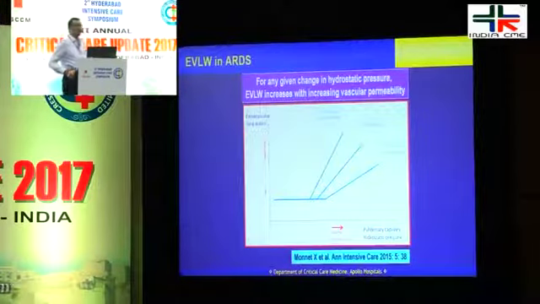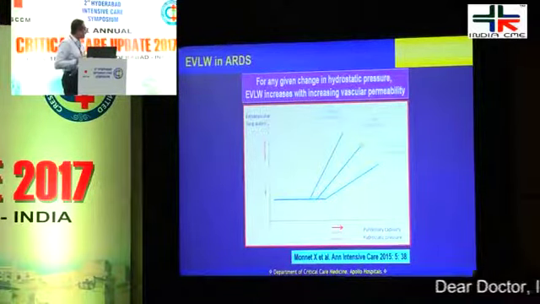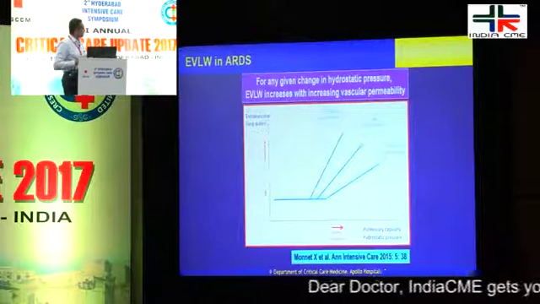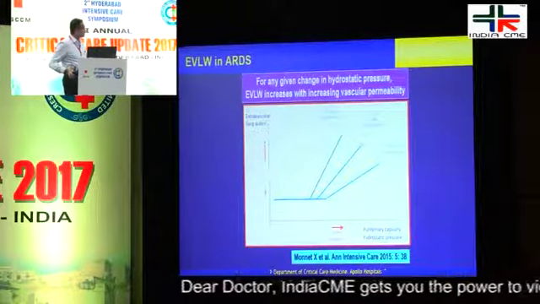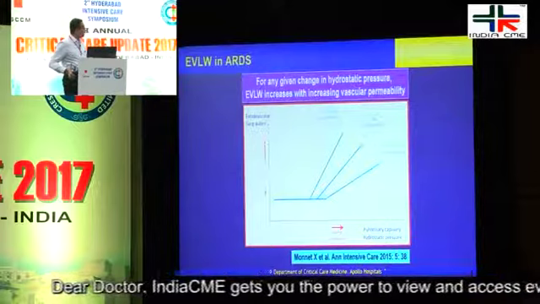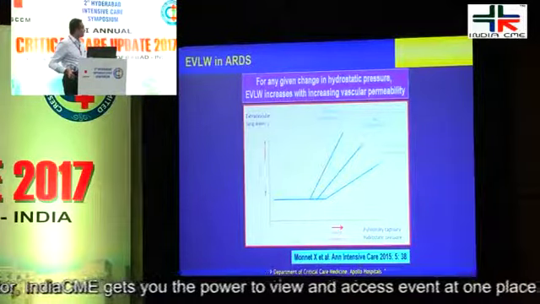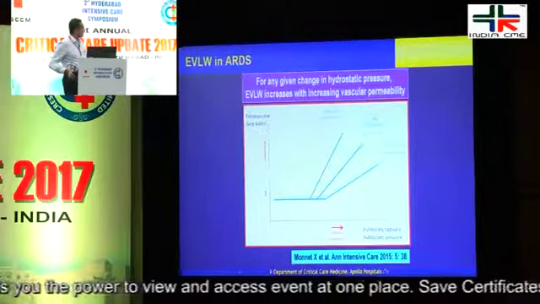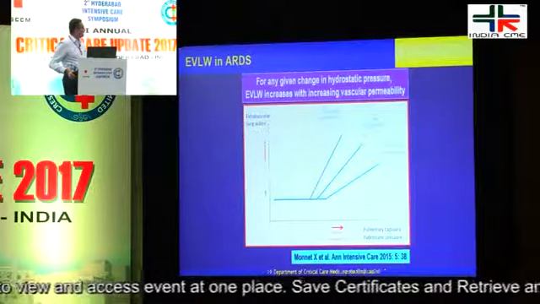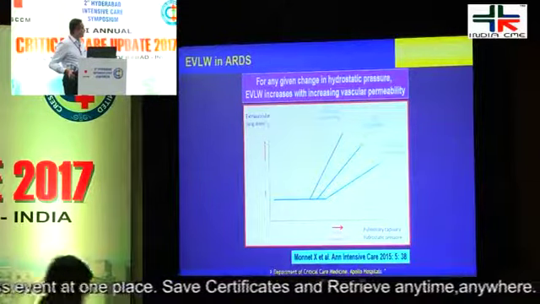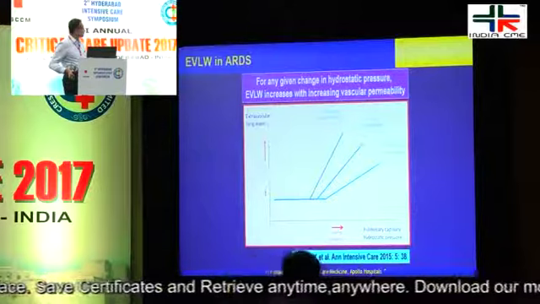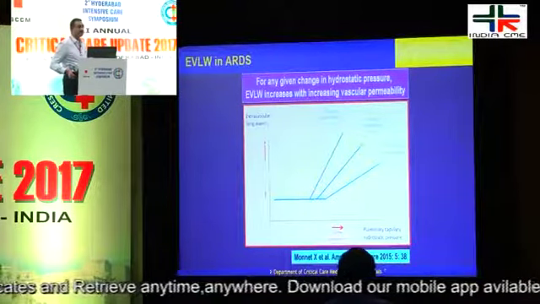But what we need to understand is, in ARDS patients, as the permeability increases, this is a person who's got a normal capillary permeability, I give volume, you can see that my extravascular lung water does not go up significantly. As my capillaries have increased permeability, in this graph here for the same amount of volume, you can see that my extravascular lung water went up significantly.